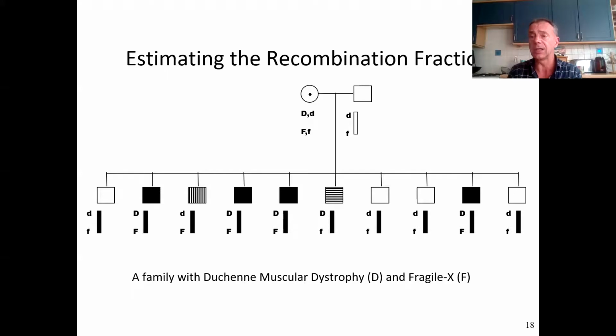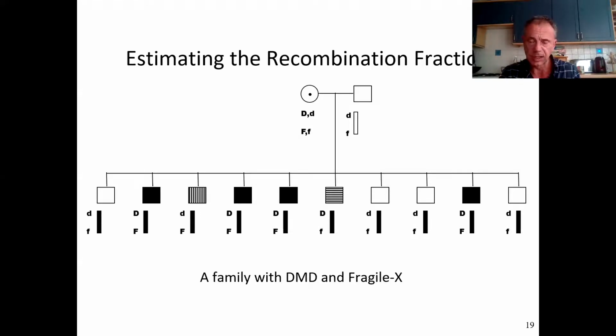And we can look to see from this how close together the Duchenne gene is to the Fragile X gene, both on the X chromosome. How close or far apart are they? And to do that, we're going to see how many times we get a recombination happening between the Duchenne and the Fragile X.